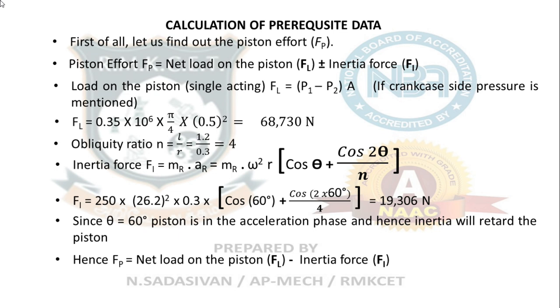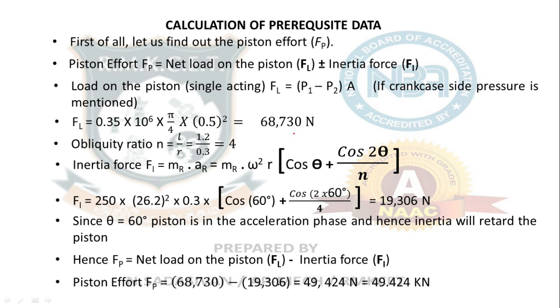In case you have a theta greater than 90 and less than 180, let us say 120 or 150, you have to add the inertia force to the net load on the piston to get the answer of FP. I think you understand what I am telling. Okay. So therefore, you already calculated the value of FL. What is the value of FL? If you see above, this is the value of FL. 68,730 is FL. You have calculated earlier.